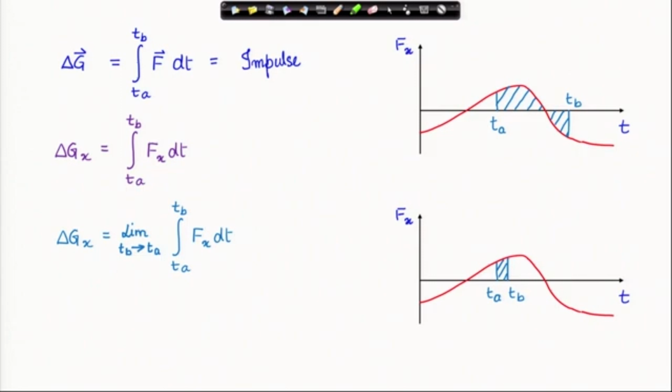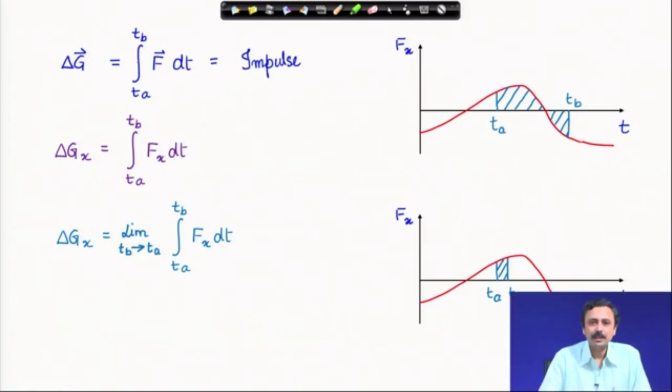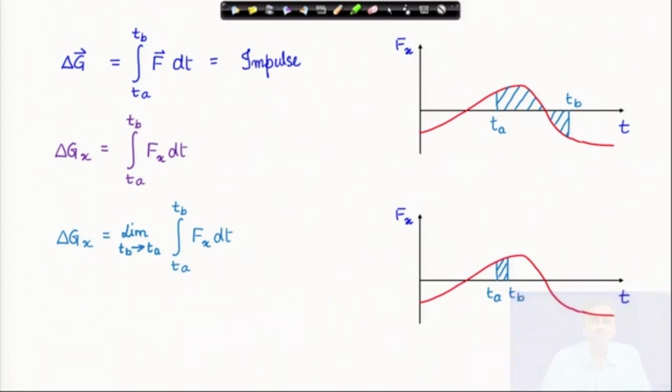Let us consider the situation, what happens when T B slowly tends to T A. The integral is nothing but the area under the force curve, the force-time curve. Impulse is therefore the integral of the force-time curve, the area under the force versus time curve. That area under this curve is the impulse.